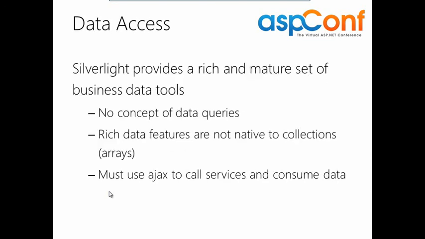Data access. So Silverlight provides a really rich and mature set of business data tools. So you can get data in JavaScript. It's just more of a manual process of writing AJAX requests and consuming the data. You don't have this rich set of features on native collections like arrays. Like you don't have grouping, sorting, filtering, things like that on your native collections. Again, there's tools for it, but it's not out of the box.